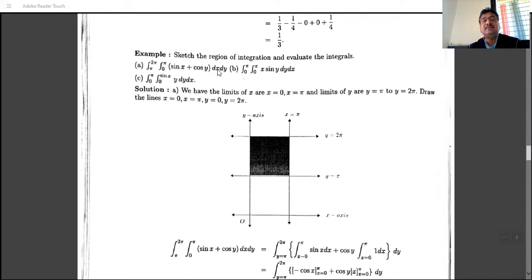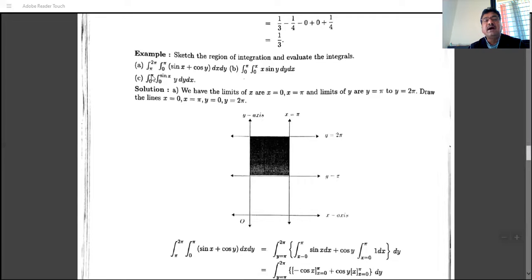Instead of this dx dy, if there is dy dx, then we consider 0 to pi as the limit on y, and pi to 2 pi is the limit on x. So there is dx dy. So 0 to pi is the limit on x. So x is equal to 0 is the y axis. X is equal to pi is this line at a distance pi and parallel to the y axis.